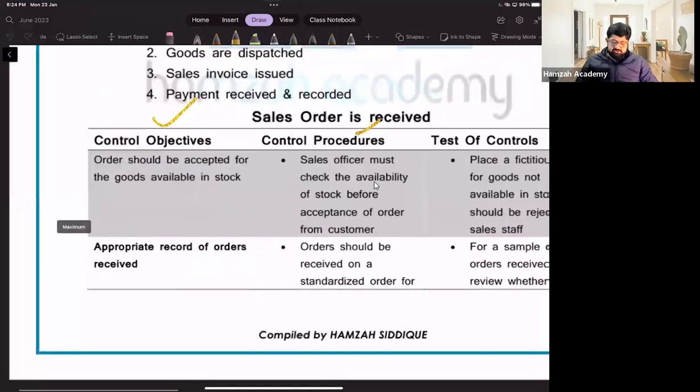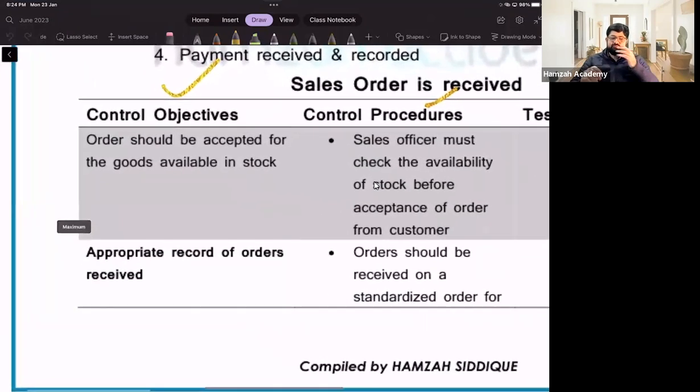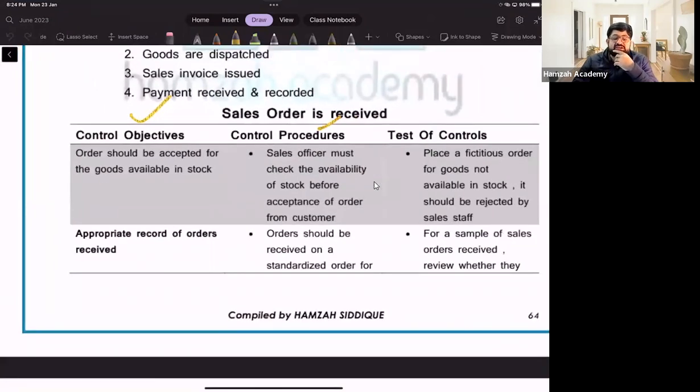So, students, control objectives. Order should be accepted for the goods available in stock. So when the customer is placing an order, now we are thinking from the perspective of the company. Right now, forget the auditor. We are thinking from the perspective of the company. Order should be accepted for goods available in stock.